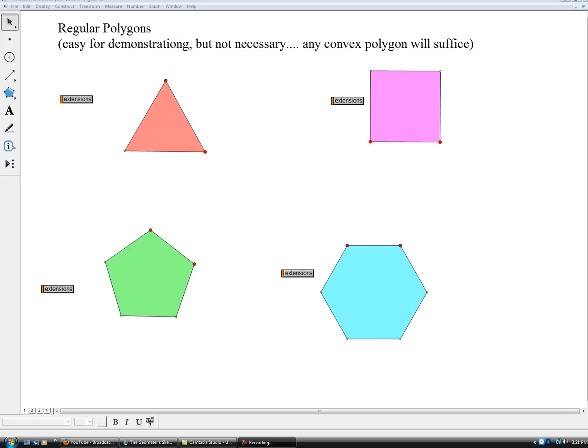This is a geometry video, and our topic is exterior angles of a convex polygon. It's important that we make sure we understand the definition of convex. And while I am using regular polygons to go through this video, they don't need to be regular in order for this to work out. It's just easier to use regulars. So just keep that in mind.